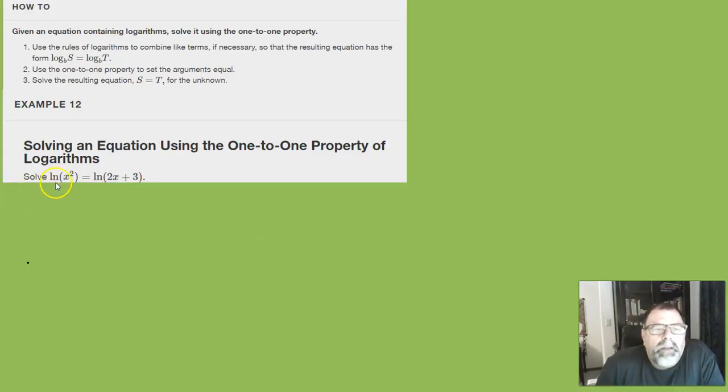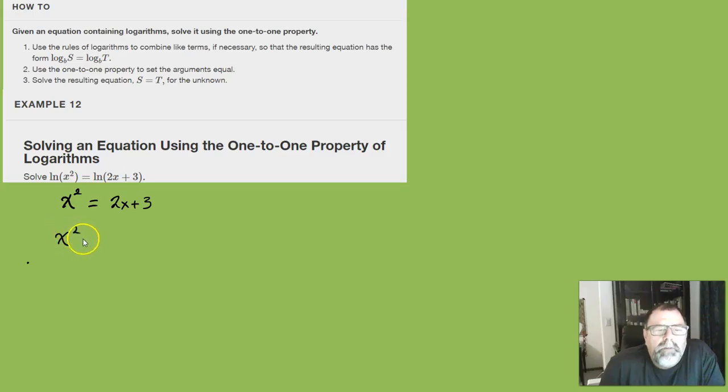So here it's all ready to go. We got 1 natural log equals 1 natural log. So the only way these two expressions can be equal to each other is if the arguments, the input values, are equal to each other. So basically there's no work to do for step 1. Step 2, okay, they're the same base, so we drop the logarithm part and just say x squared has to equal 2x plus 3. Now I solve this resulting equation.